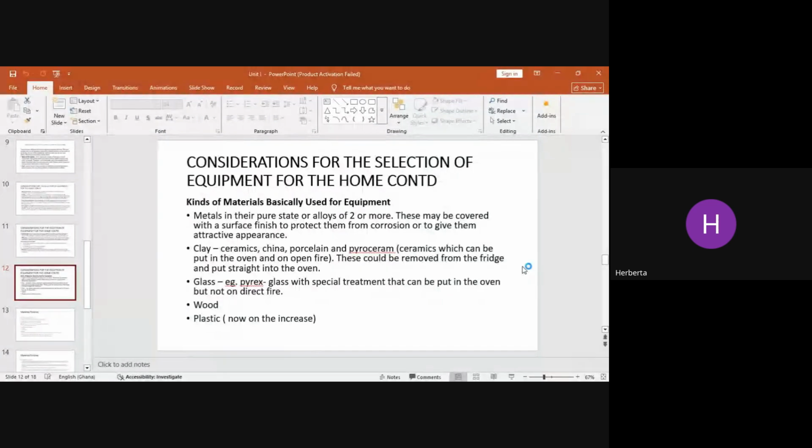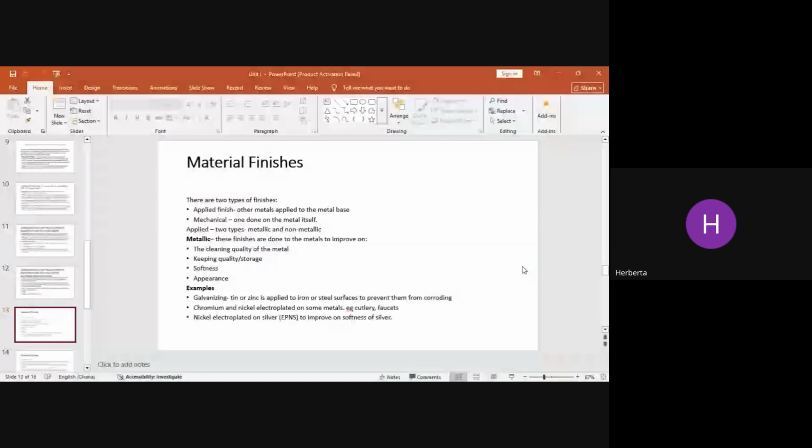What are some of the materials that are used for the equipment that we find in our day-to-day life? Some are made of metals, some are made of clay, some are made of glass, some are made of wood, and some are made of plastics. And in their makeup, especially with metals, they have different types of finishes that are applied on these metals.